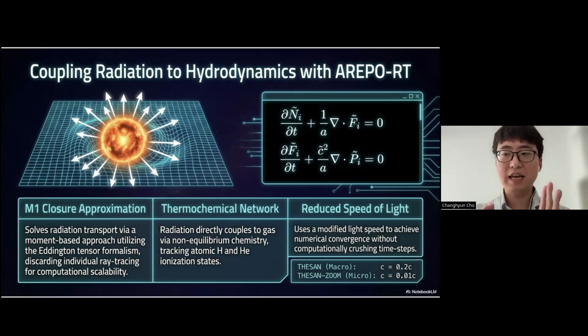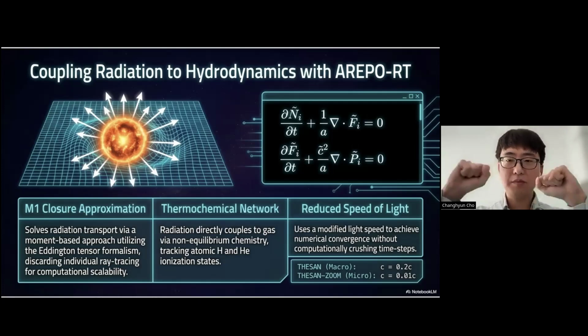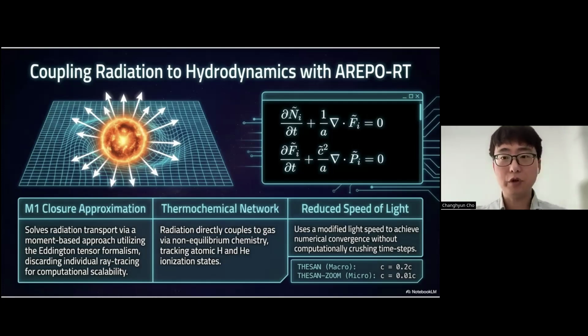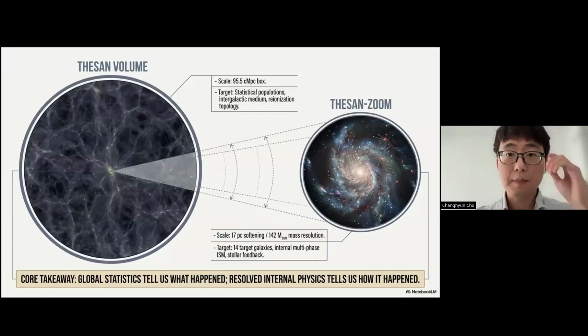I just want to say that, yes, we included the radiation part so that we try to reproduce the interaction between baryon and the photon. Because our goal is to reproduce the reionization era at the high-redshift universe more correctly. Yeah. Now let's go to the THESAN simulation.